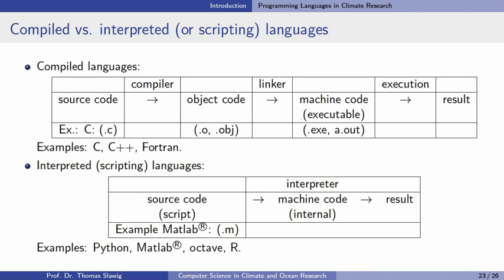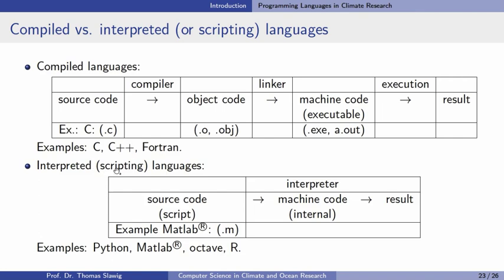So the compiled languages, there you need a compiler, and here I always use the example C. So you write the source code, you compile it, and then there's an object code, then there's a linker, and you get a machine code that you usually don't look at, you just execute it and you get a result. So Fortran, C, C++ are examples for these kinds of languages.